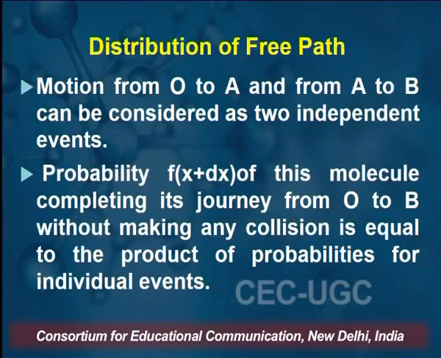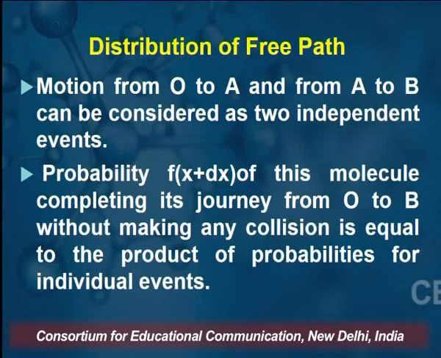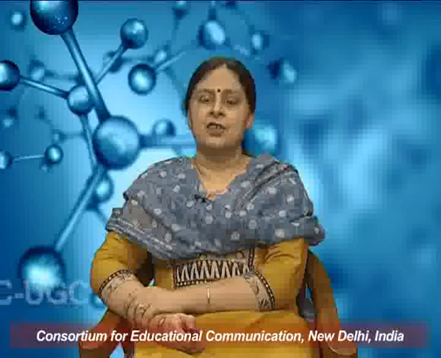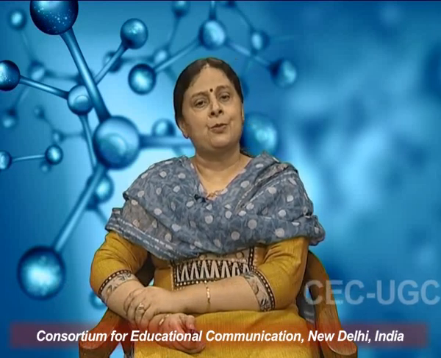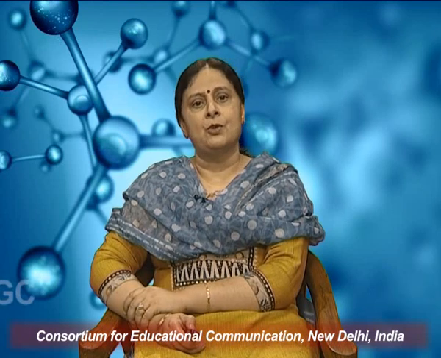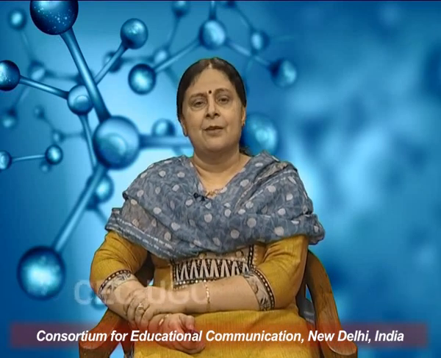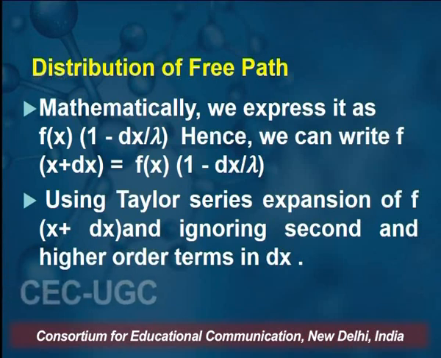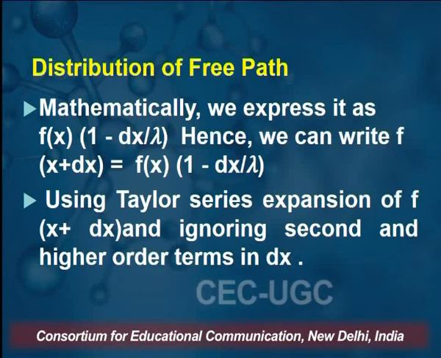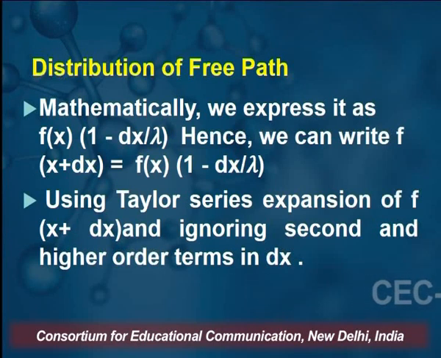The motion from O to A and from A to B can be considered as two independent events. The probability f(x plus dx) of this molecule completing its journey from O to B without making any collision is equal to the product of probabilities for individual events. Mathematically, we can express it as f(x) into 1 minus dx by lambda. Hence, we can write f(x plus dx) is equal to f(x) times 1 minus dx by lambda.